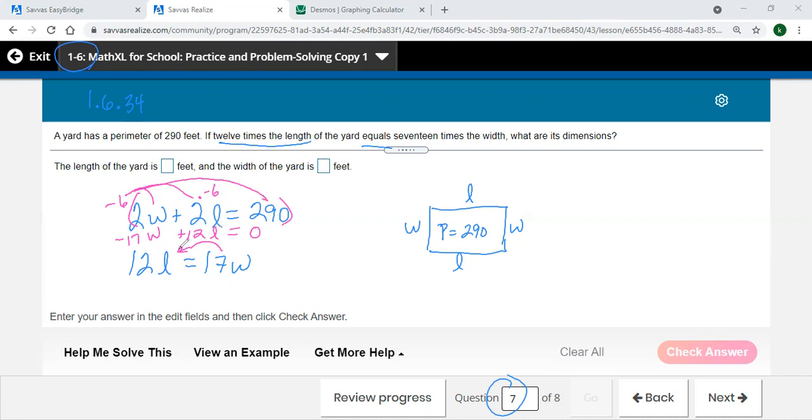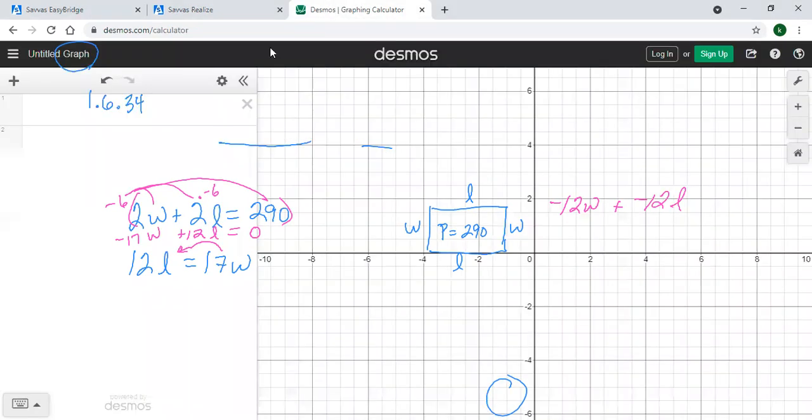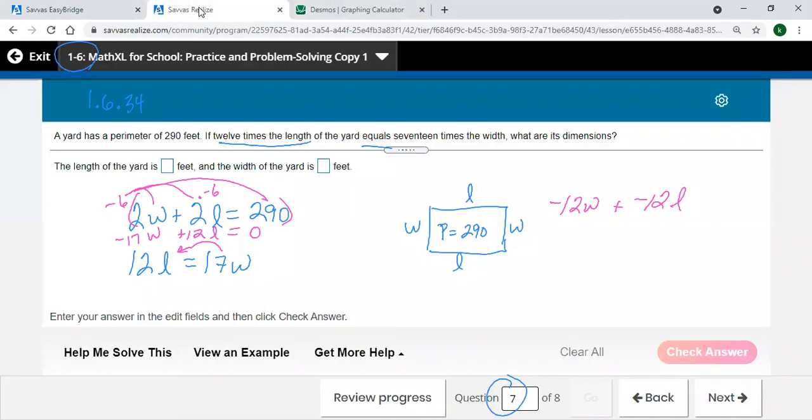I might have to jump over to Desmos to do a little of this. So let's see, I'm going to write it over here. I've got negative 12W and a negative 12L. And then I've got to multiply this 6 by 290. I don't know what that is. 6 times 290 is 1740. So this equals 1740.